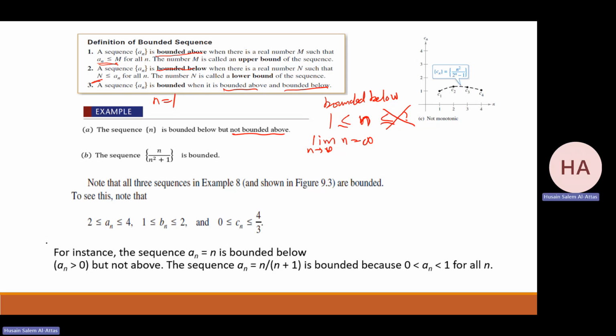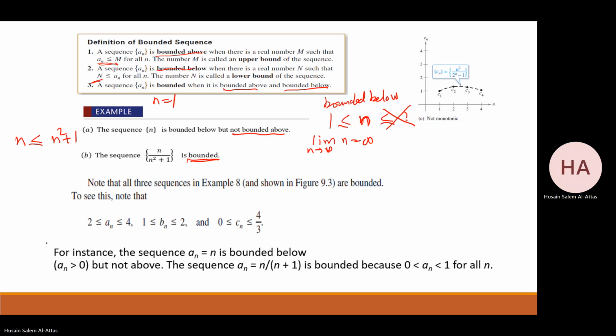N over n squared plus 1. If you notice, I can bound this. It's bounded. Why? Think about it. I know n is always less than or equal to n squared plus 1, for n equal 1 and so on, for sure. This is, I think, easy to prove.